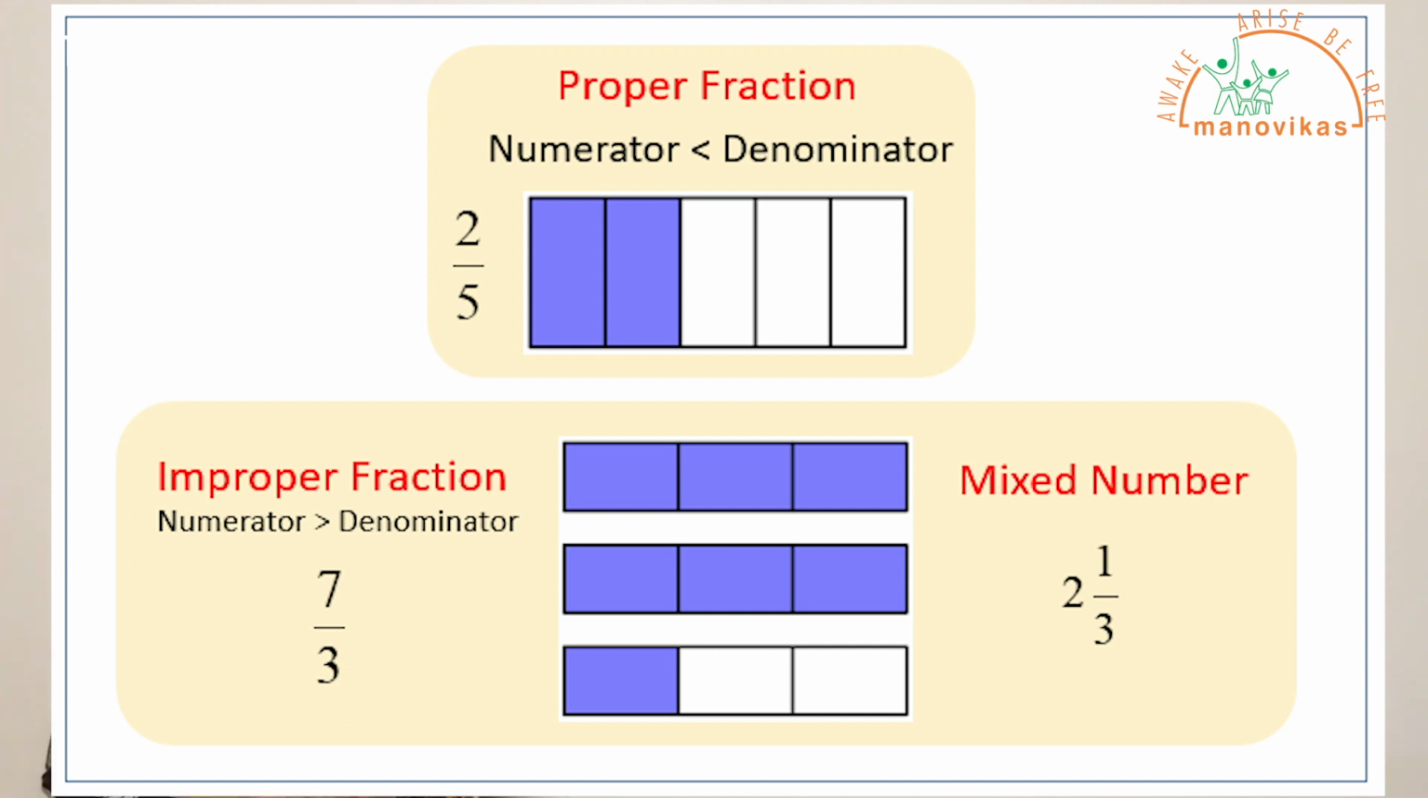And then finally we have the mixed number. What is a mixed number? A mixed number is a combination of a whole number and a proper fraction. In the figure we can see, in the mixed number we have the whole number as 2 and the proper fraction is 1 upon 3. Together we get the mixed number 2 1/3.